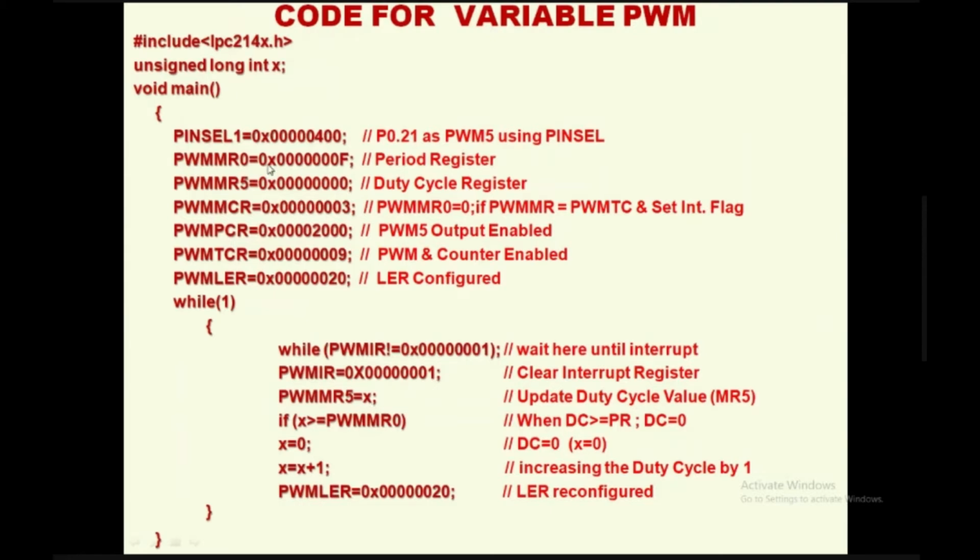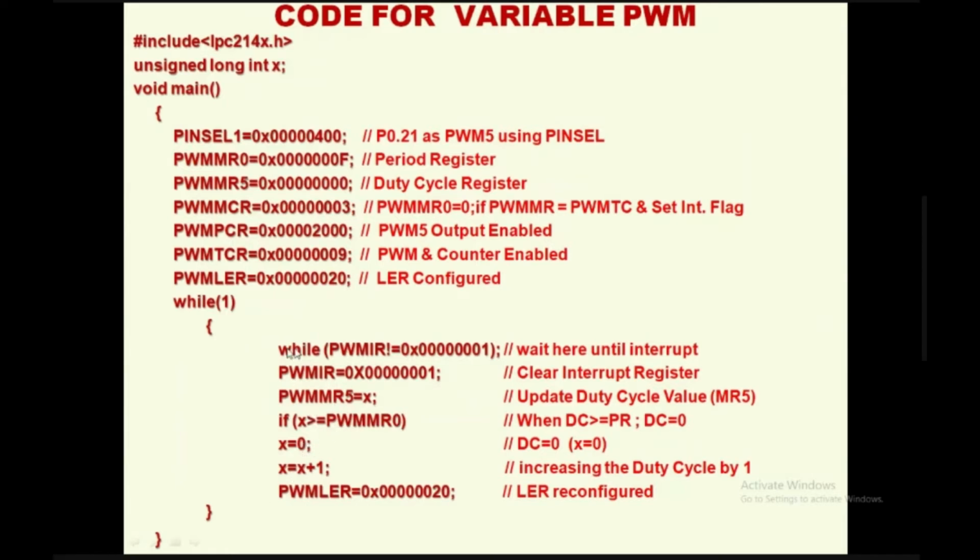Now x is a variable I have created, right? Unsigned long integer x. This variable value is 0 initially, so that 0 will be loaded in MR5. So now there is a 0 duty cycle, so it is a 0 waveform. And here, if this x variable is greater than or equal to the PWMR0 period register value, it has to become 0, because the duty cycle should not be greater than the period, right? So it has become 0.